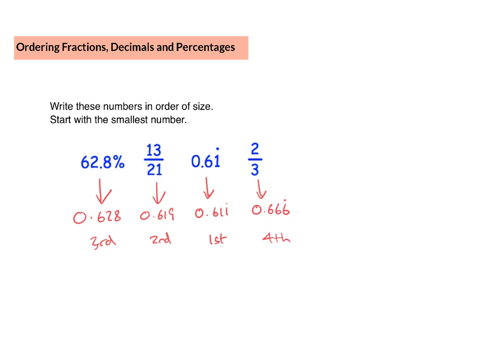So what I would do then, if this was in a test, is write them in order: 0.61 recurring, 13 over 21, 62.8%, and then the 2/3. And that would get me all of my marks. You do get some marks for working out the respective decimals, so please write those down. And then obviously the full marks for putting them in the correct order.